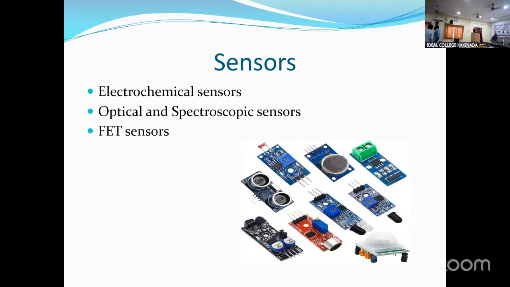So till now what we have discussed is that nanomaterials are effective in reducing pollution. How can they reduce it? By deploying sensors, namely electrochemical sensors, optical and FPD sensors.